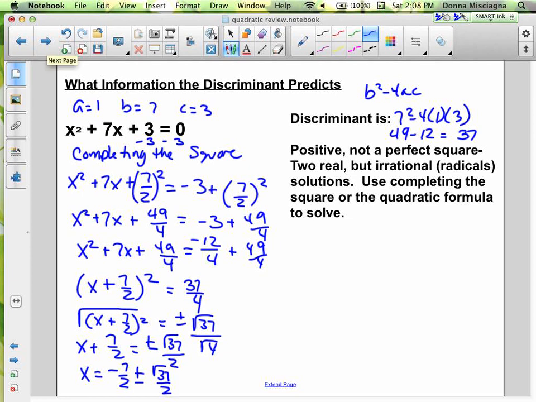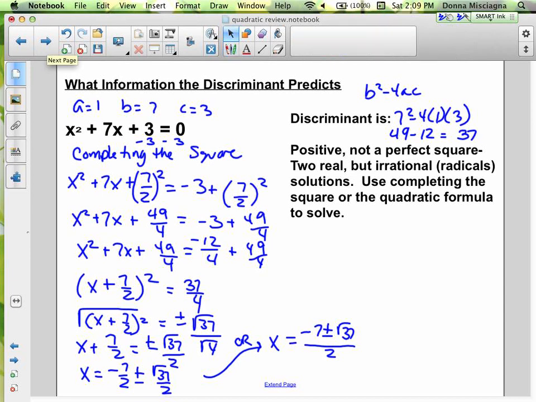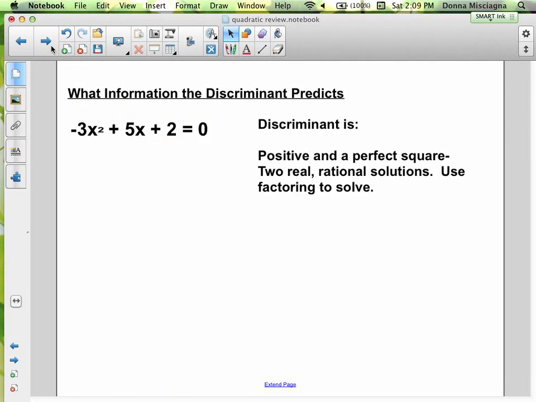If you wanted it to be one fraction, since they both have 2 in their denominator, you could write that as negative 7 plus or minus the square root of 37, all over 2. You could also write it this way, which is perfectly fine: x is equal to negative 7 plus or minus the square root of 37, all divided by 2. Both of those are correct; they're the same thing. This one is a little bit longer than I planned, but we're almost done.